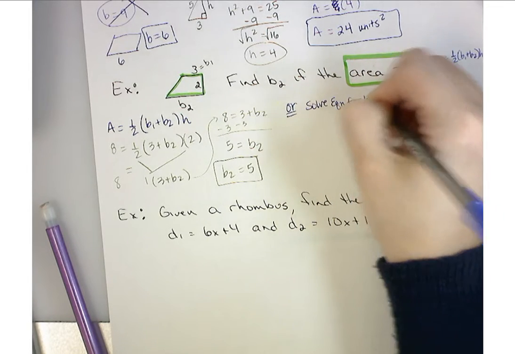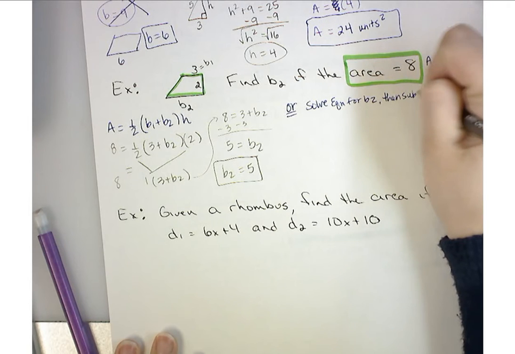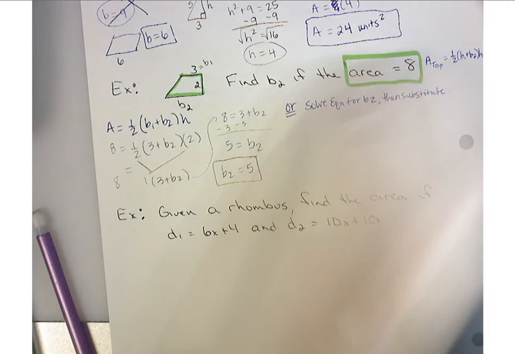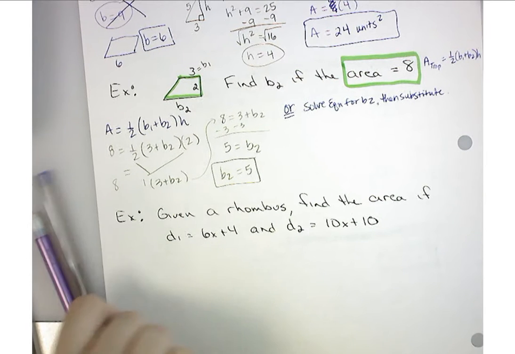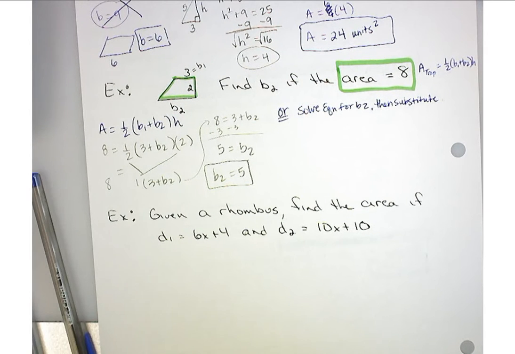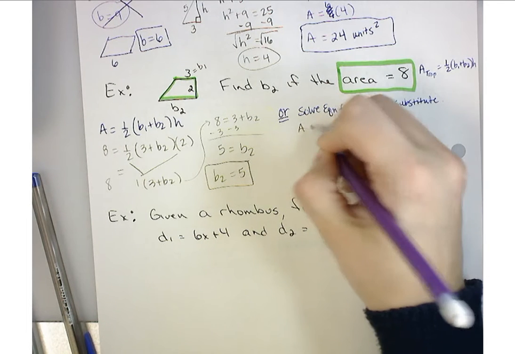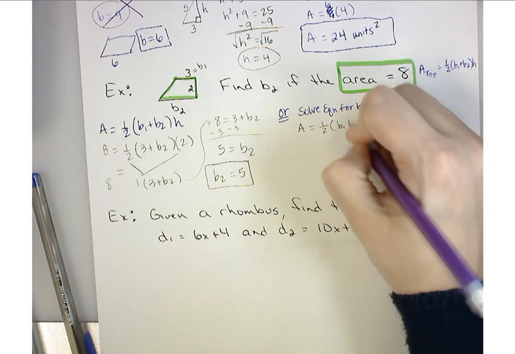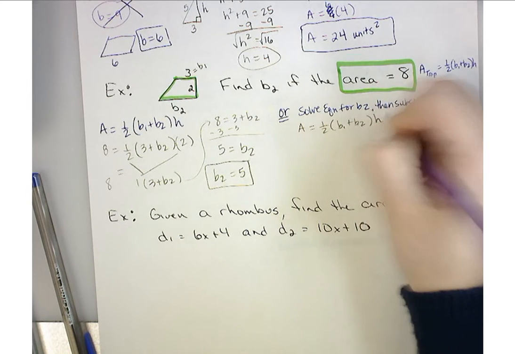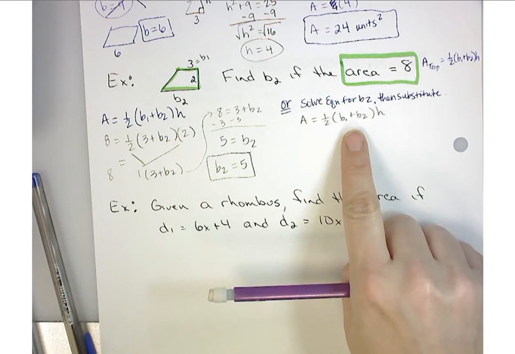For b sub 2, then you could substitute. Okay, and this is something that you might see on the PSAT when you have to solve equations for certain variables. So if the area was equal to 1/2 b sub 1 plus b sub 2 times h, we want to get b sub 2 by itself, so we want to move everything else over.